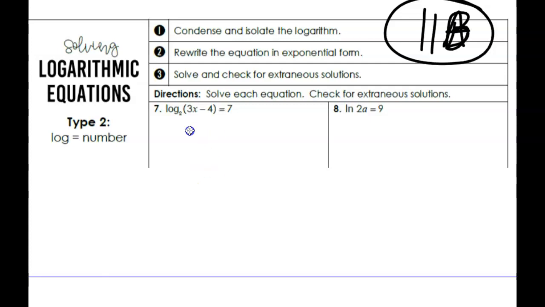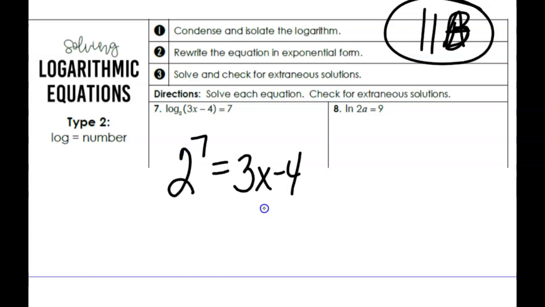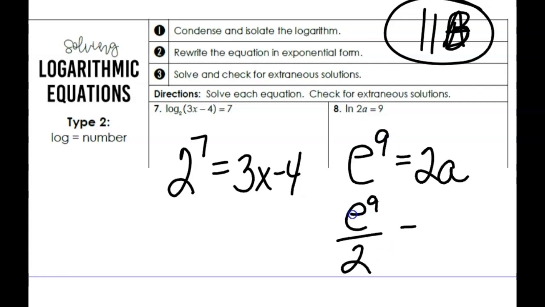But what's happening here? How do I rewrite this one to start it? 2 to the 7th equals 3x minus 4. That's it. You don't have a log anymore to worry about. What about this guy? The e to the 9th equals 2a. So if you wanted an exact answer, it would be e to the 9th over 2. If a Delta Math question asked you that, okay.